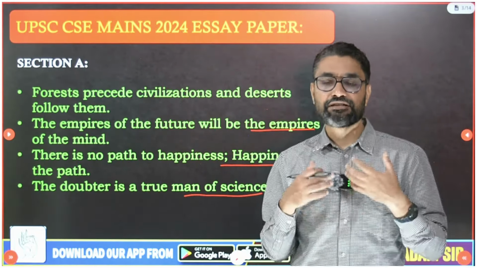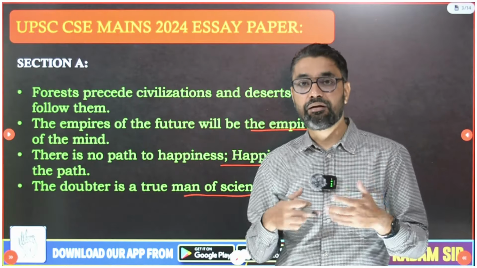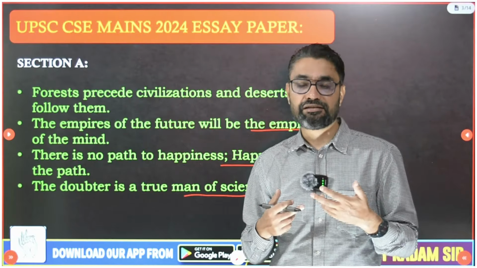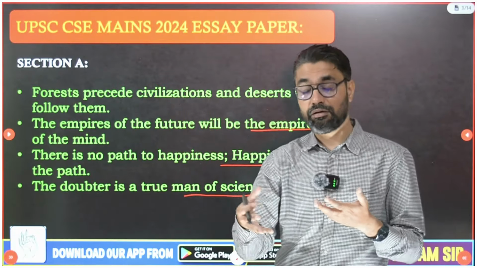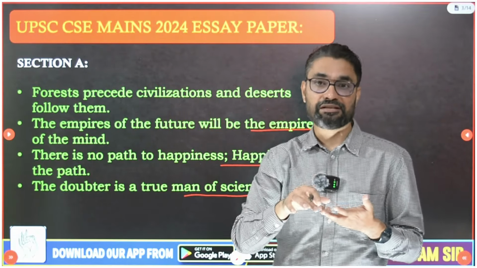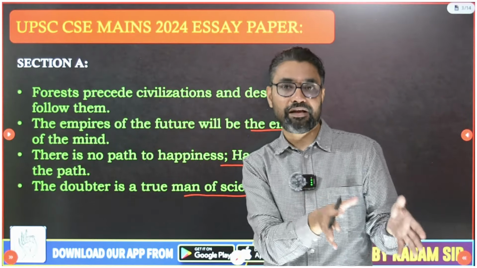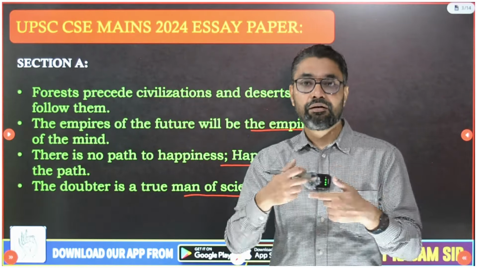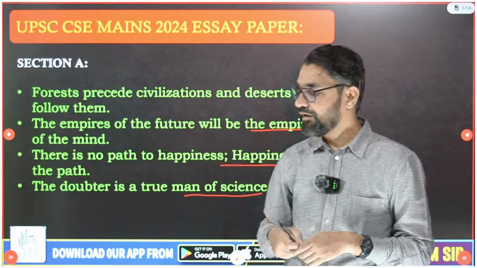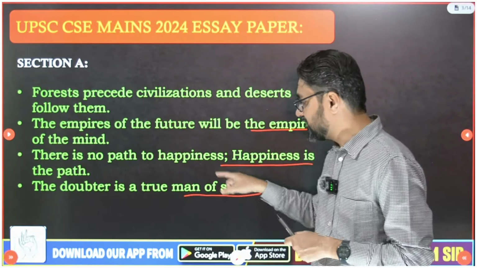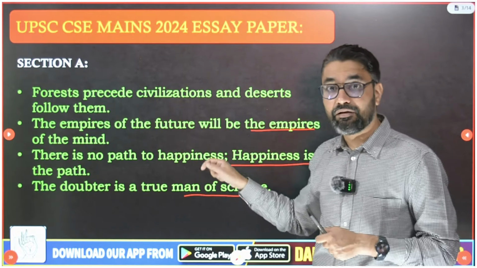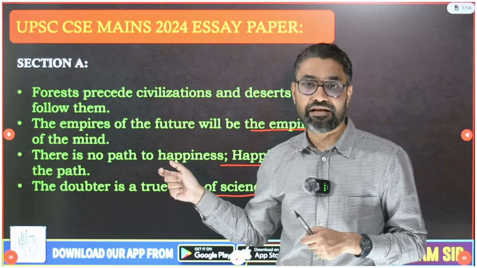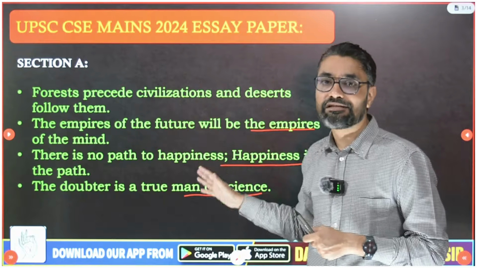A scientist should always have an open mind. He should be skeptical, to revalidate his theory. In light of new evidence or new cross-examination, if he realizes something is wrong with his concept, his theory, his idea, he should update himself. That's why the doubter is a true man of science. This essay is about this quest for rationality that is needed for a man of science.